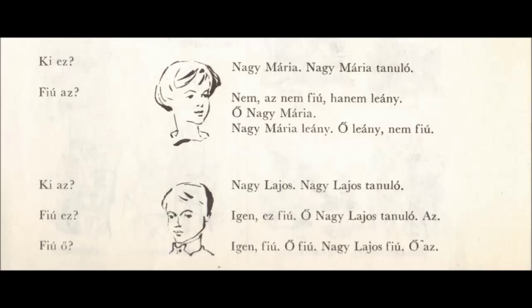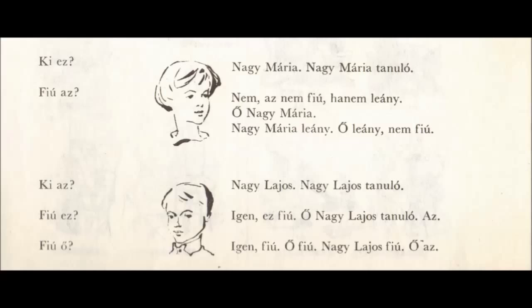Nagy Mária lány. She's a girl. Lány. Nem fiú, lány. She's a girl, a lass. She's not a boy. And then we have Nagy Lajos. Nagy Lajos tanuló. He's a pupil as well. He goes to school. Igen, ez fiú. He's a boy. Nagy Lajos tanuló. He's Lajos Nagy. He's a pupil.